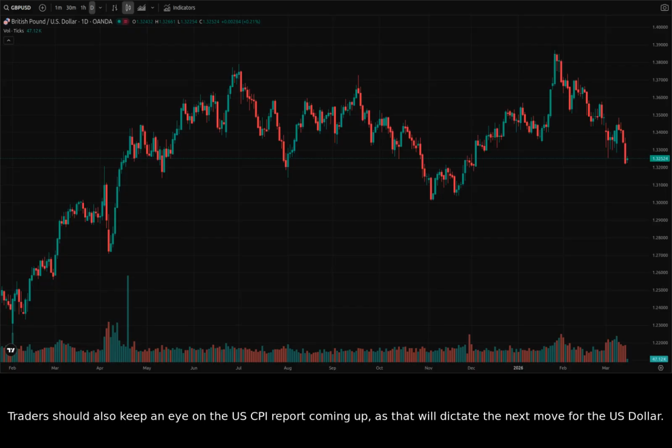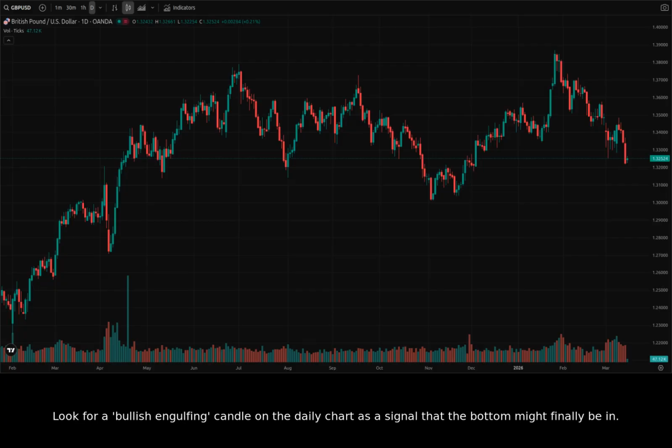Traders should also keep an eye on the US CPI report coming up, as that will dictate the next move for the US dollar. Look for a bullish engulfing candle on the daily chart as a signal that the bottom might finally be in. Until then, the trend is clearly your friend, and that trend is currently pointing lower. Make sure to manage your risk carefully, as the volatility in cable can be unforgiving during these economic shocks.